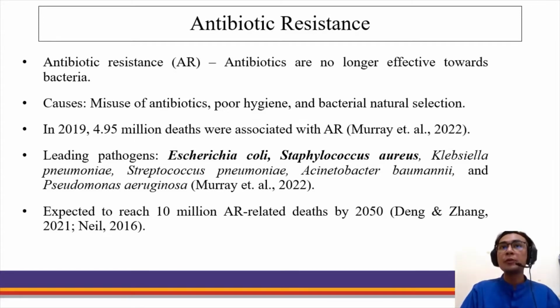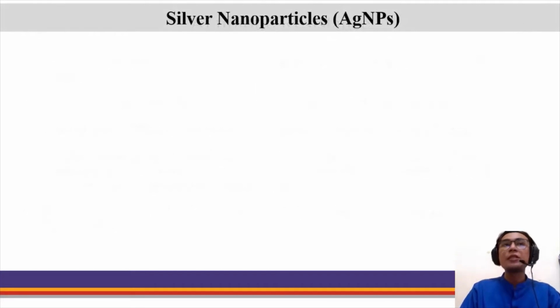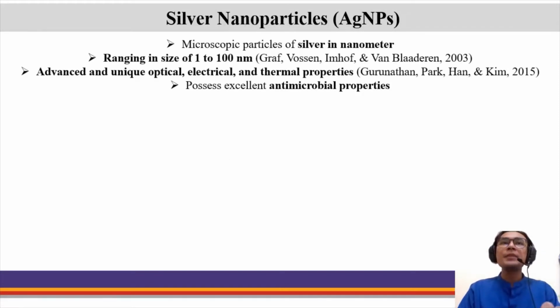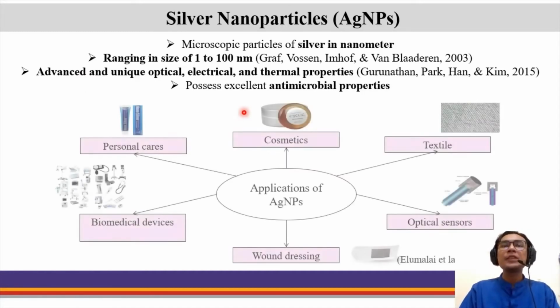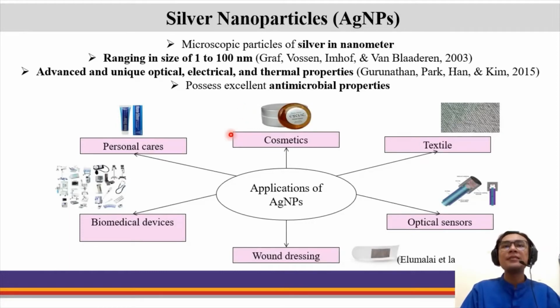So what are we going to use? We're going to use silver nanoparticles, which are microscopic particles of silver measured in nanometers, with a size of 1 to 100 nanometers. They have advanced and unique properties, such as optical, electrical, and thermal properties. But most importantly, they have excellent, broad-spectrum antimicrobial properties. Due to these unique properties, they have been used in many things such as cosmetics, personal care, textiles, and so on.